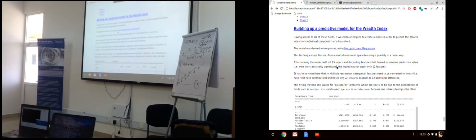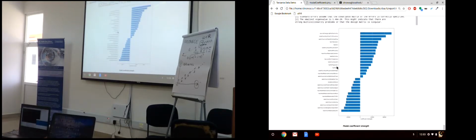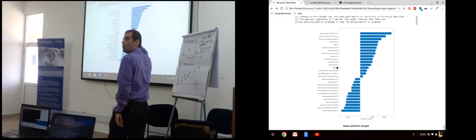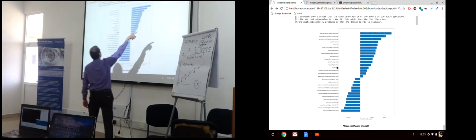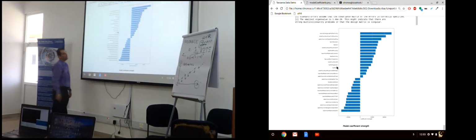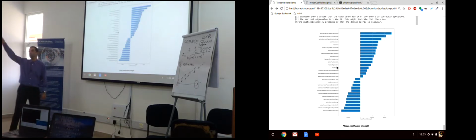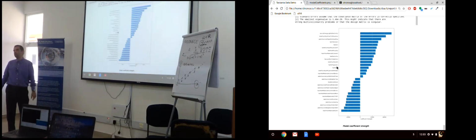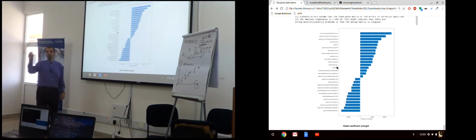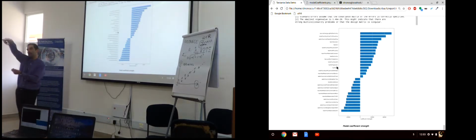So the negative coefficients are the ones that point to the left, and the positive coefficients are the ones that point to the right. And this is how this diagram was created. Positive coefficients, negative coefficients. And the wealth index goes positive and negative. At the end of the day, let's now turn it on its head.